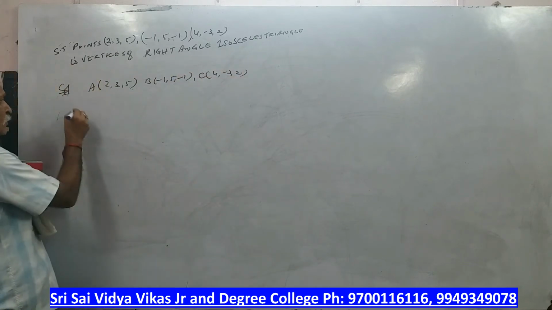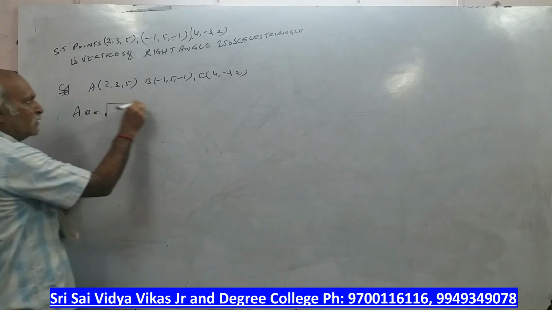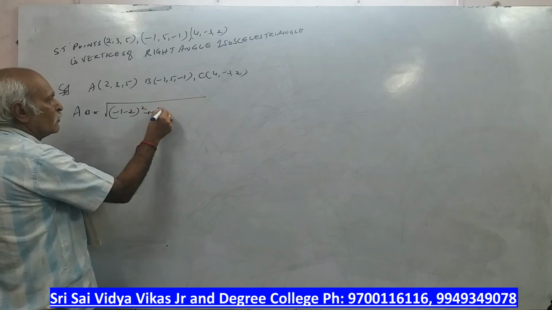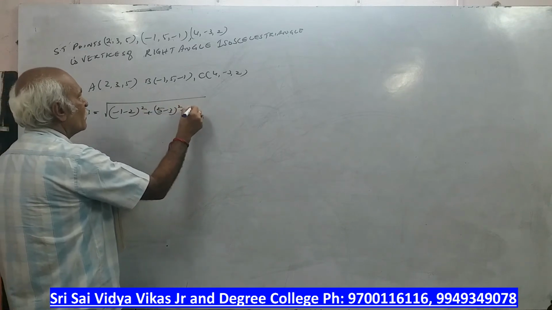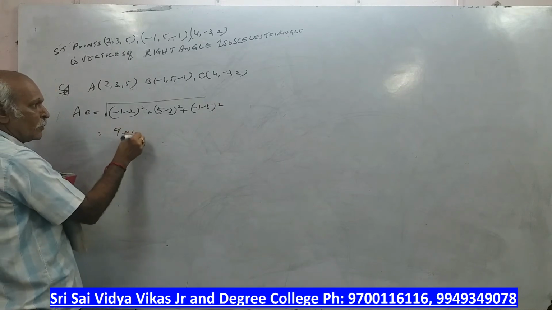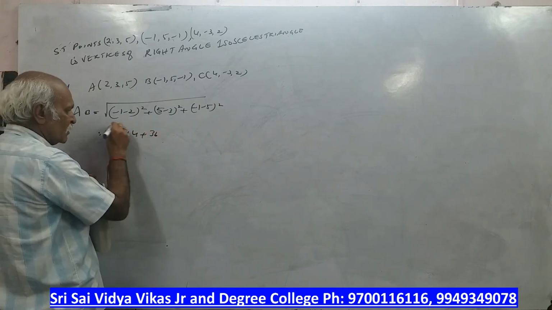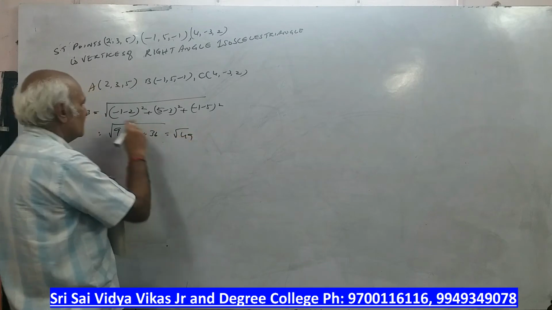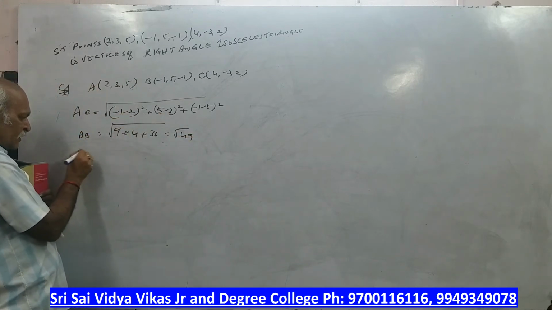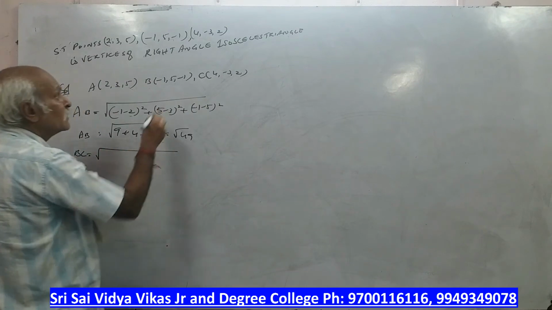Okay, therefore AB, distance formula. So (minus 1 minus 2) whole square, (5 minus 3) whole square plus (minus 1 minus 5) whole square. So this becomes 9 plus 4 plus 36, root 49. Minus 3 whole square, 9, directly we are writing. So AB.